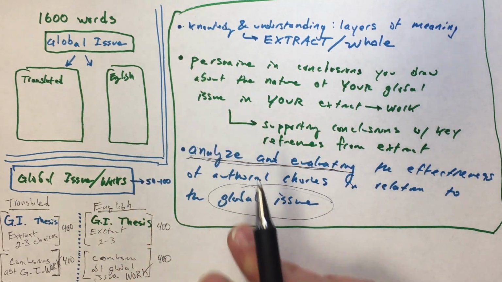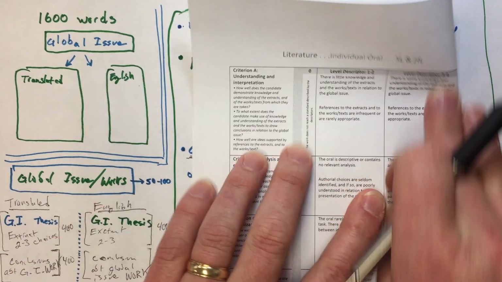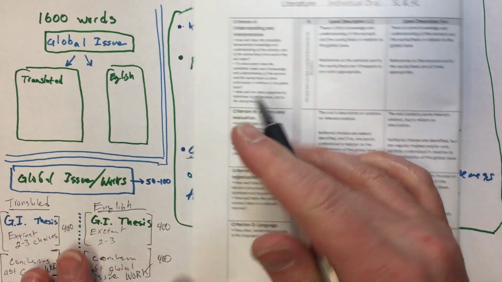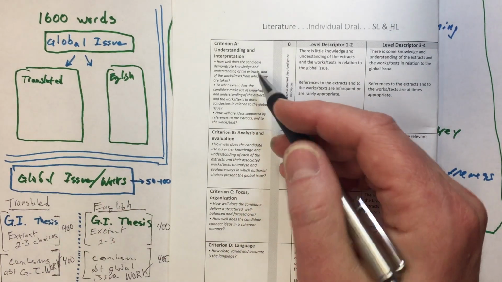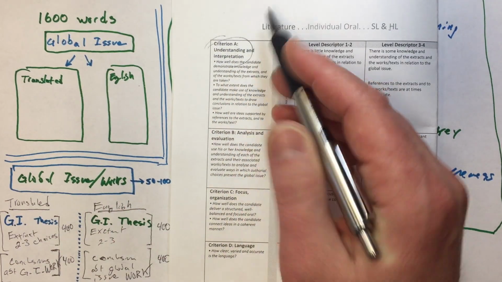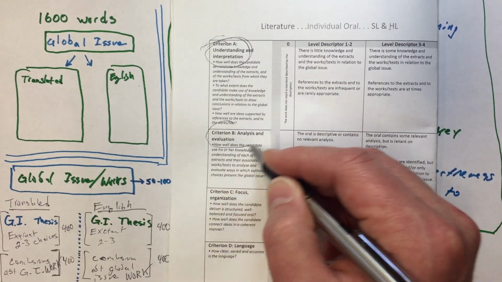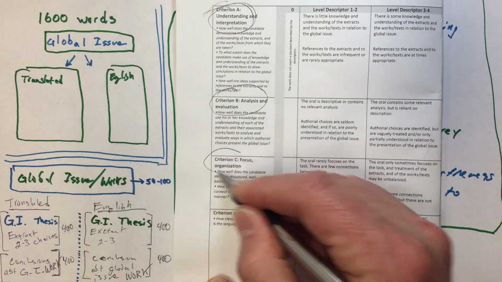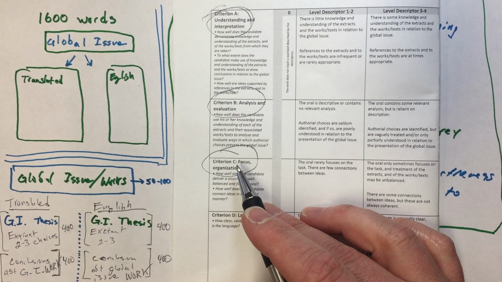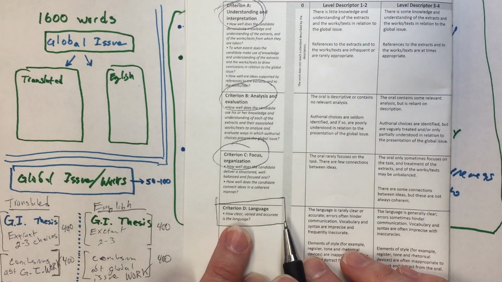All of this is really going to help you with three aspects of the rubric, if you've done a good job handling everything that's here, you understand what I'm saying, and you follow through with it. This is going to help you with your criterion A, which is understanding and interpretation. It's going to help you with your criterion B, which is analysis and evaluation. And it's going to help you with your criterion C, which is focus and organization. Criterion D is all about the language that you use.